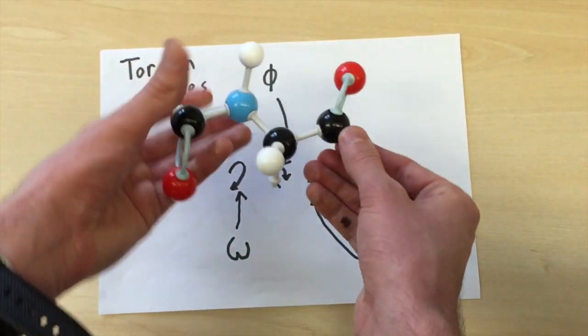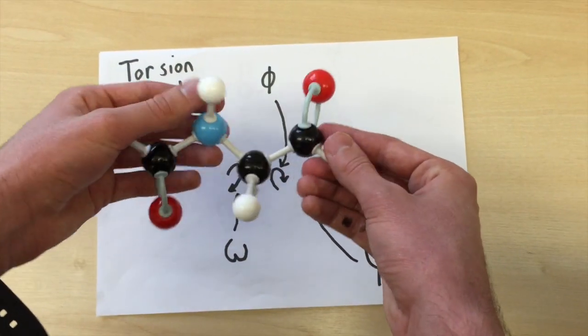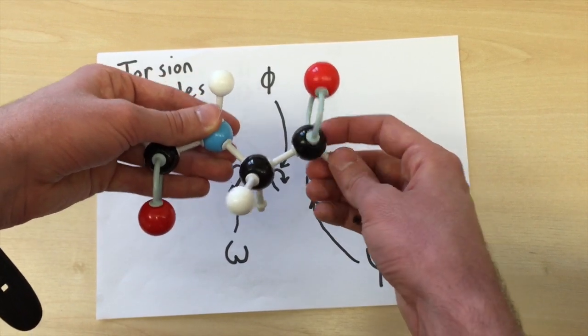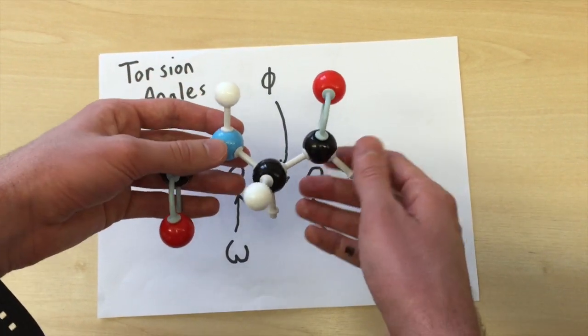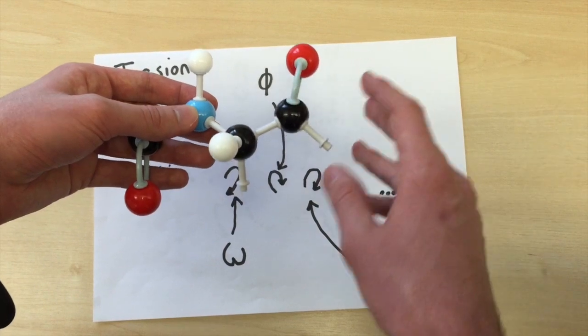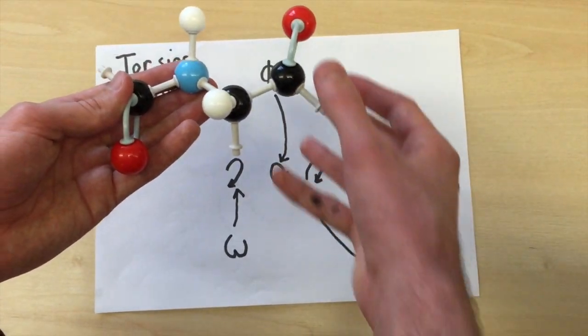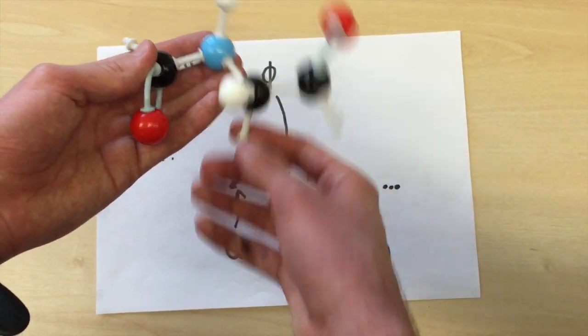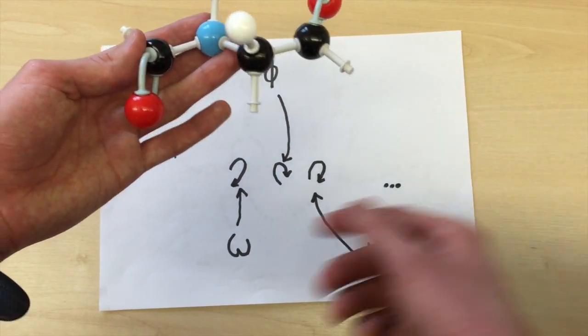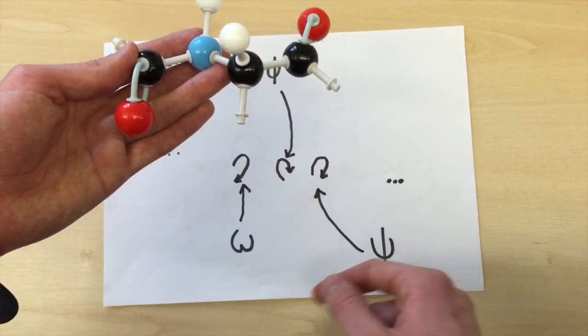On the other hand, the phi and psi angles are much more freely able to rotate, but in reality they're constrained to specific configurations in order to avoid steric clashes between the protein side chain, the extending protein chain, and the carbonyl oxygen here.